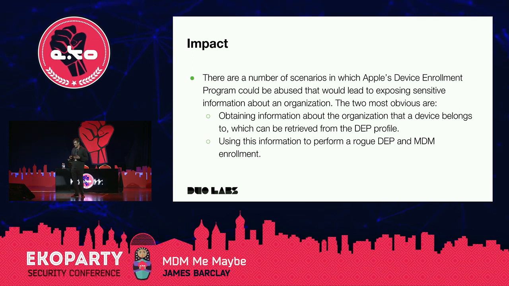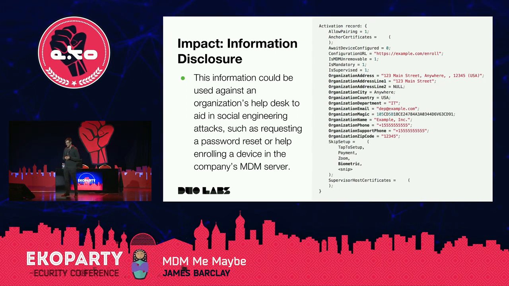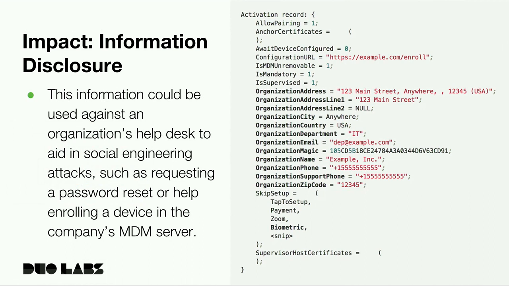Next, it's feasible, depending on the configuration of the MDM server, that an attacker could perform a rogue MDM enrollment. So basically like stealing the identity of a corporate device. So the information disclosure issue is that an attacker could use the information retrieved from the DEP activation record in combination with the serial number to aid in social engineering attacks, such as calling the help desk and asking for password resets, or help installing some software, or who knows.